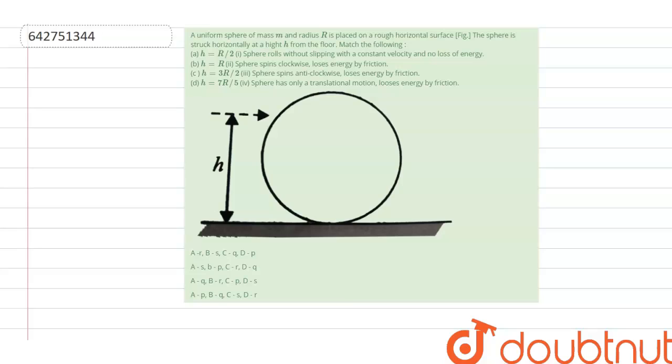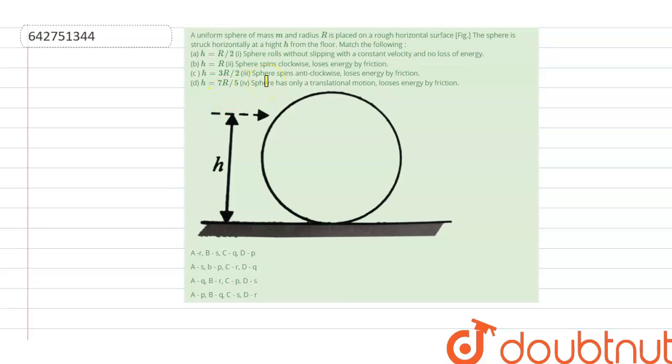Hello everyone, let's start the question. The question says that a uniform sphere of mass m and radius r is placed on a rough horizontal surface. The sphere is struck horizontally at height h from the floor. Match the following. So there are multiple options, and we have to match the following results.